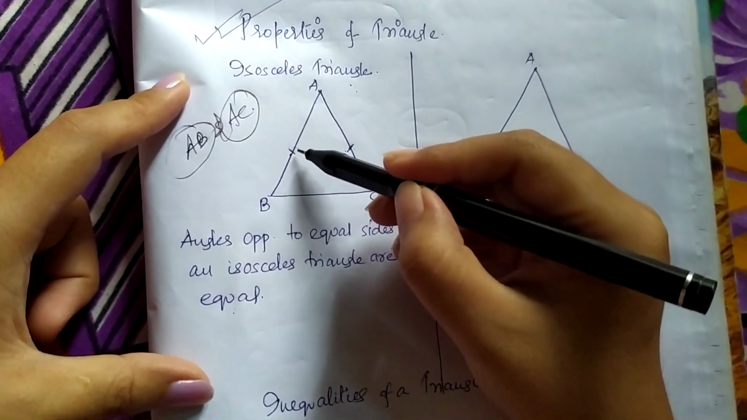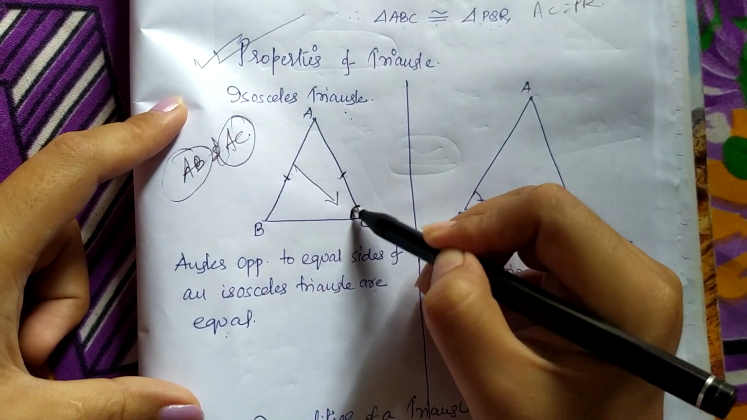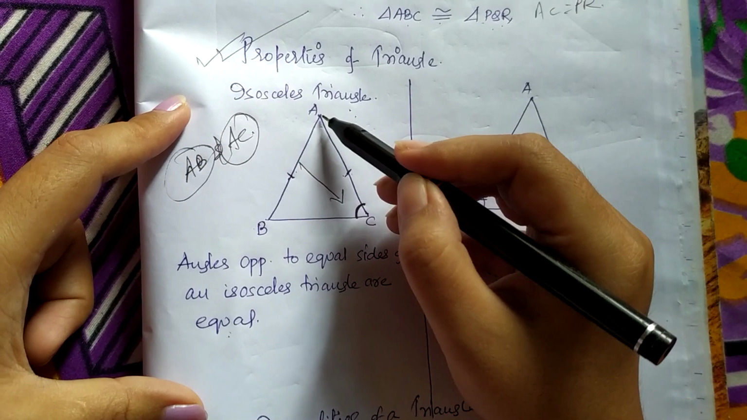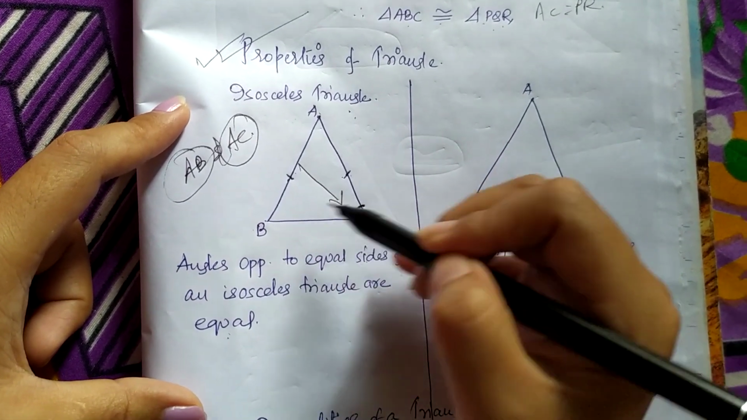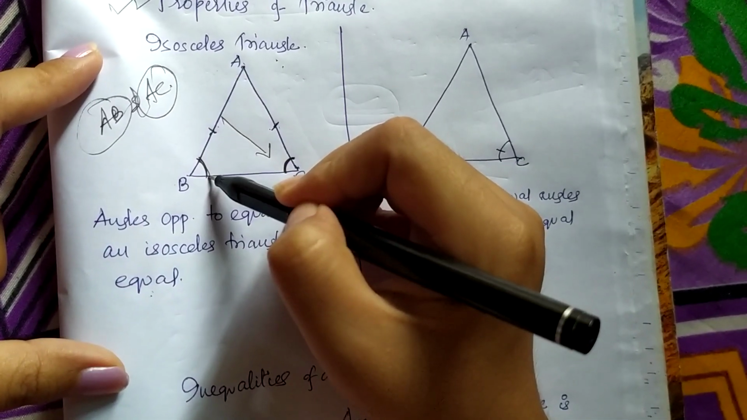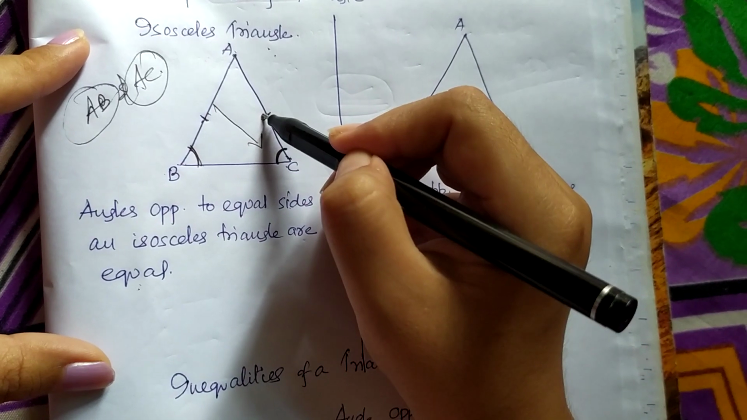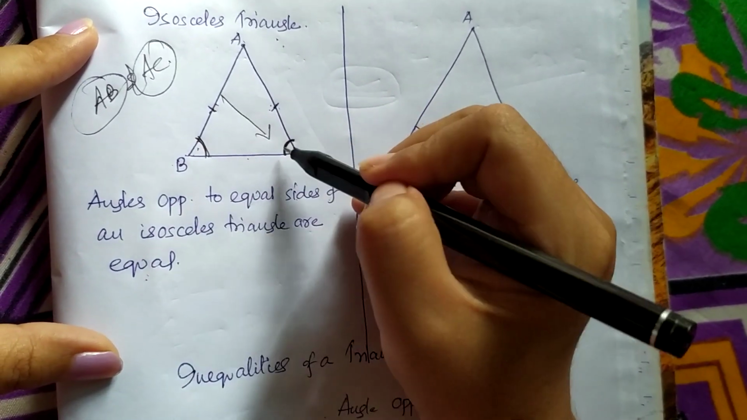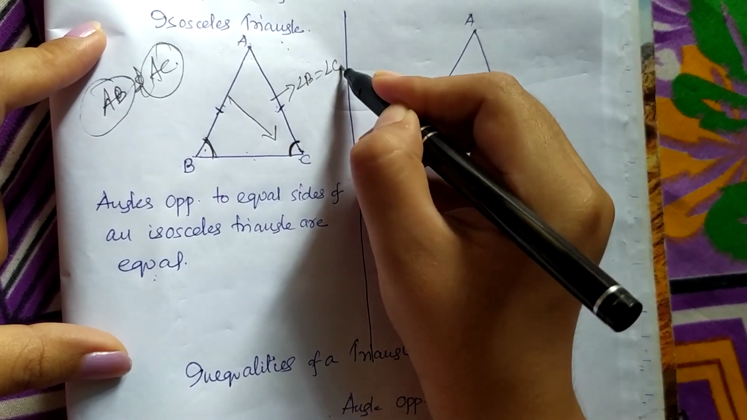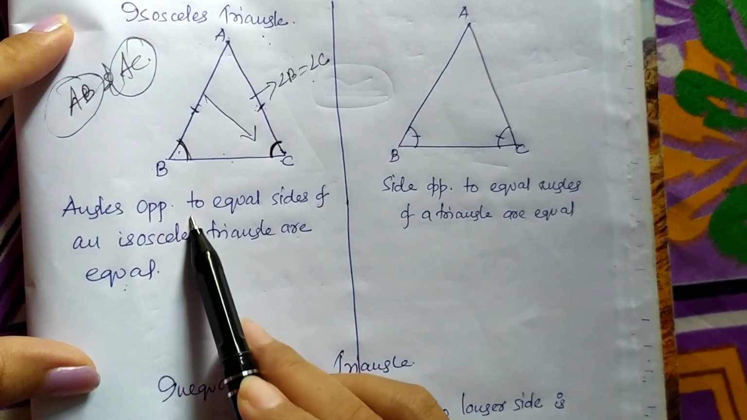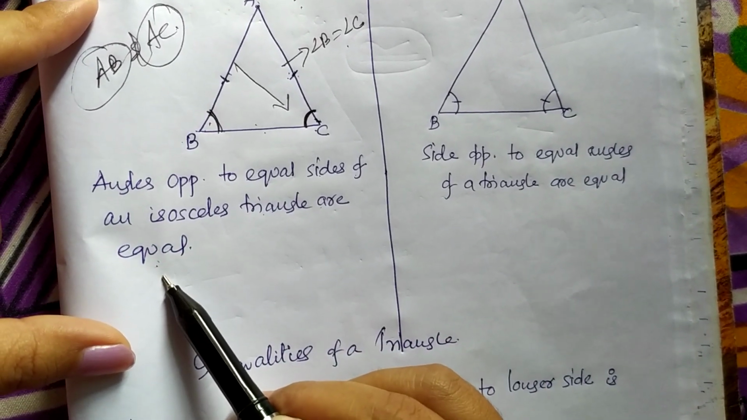So what is the opposite angle of the side AB? The opposite angle of side AB will be your angle C, isn't it students? And what will be the opposite angle of the side AC? The opposite angle of side AC will be your angle B. So by the property, what does it say? That the angles which are opposite to the respective two equal sides of an isosceles triangle will be equal. So from here, what can we say? That angle B will be equal to angle C. This is the property: angles opposite to equal sides of an isosceles triangle are equal. This has been said in the theorem.